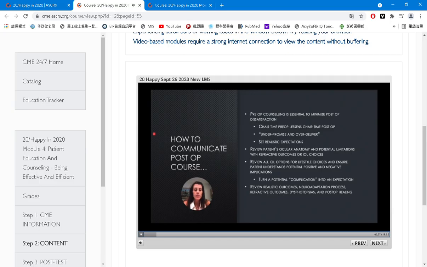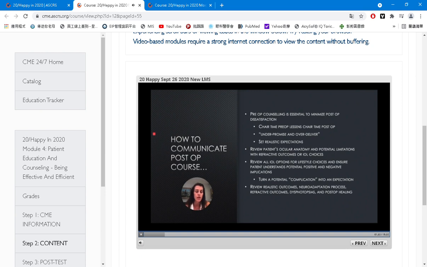You need to set realistic expectations for your patients as well, and this has all been reviewed excellently in an earlier talk today. I do think it's important to review the patient's ocular anatomy and personality and any potential limitations with refractive outcomes or IOL choices. They just may not be suited for this, and nothing will make them happy because you just can't achieve it. But you should review all IOL options that are suited for lifestyle choices with appropriate patients and ensure that the patient fully understands the potential positive implications and negative implications.